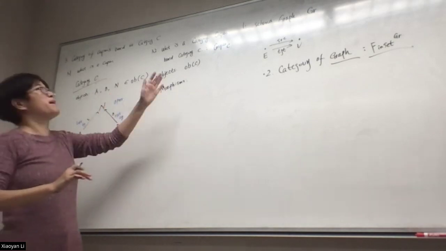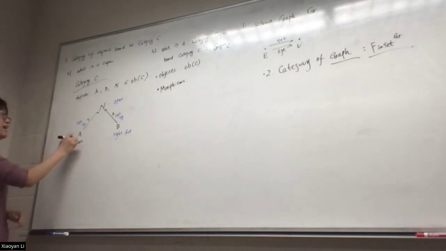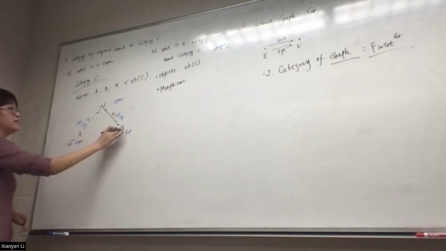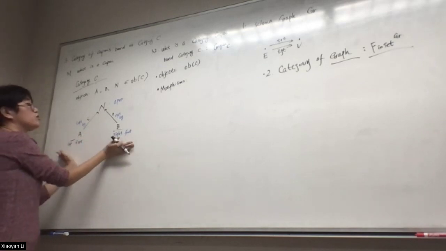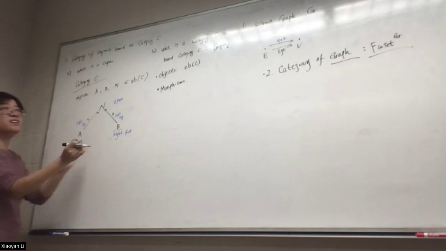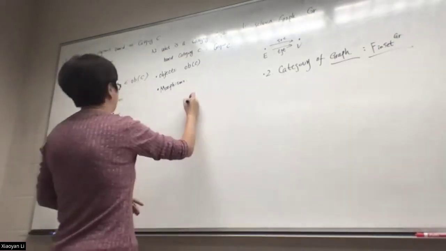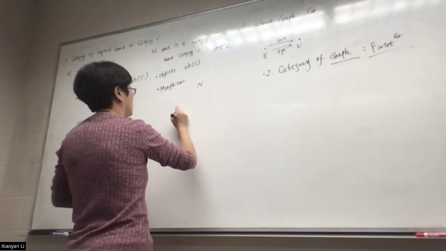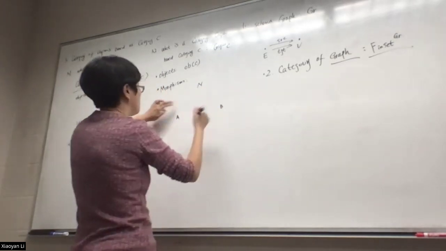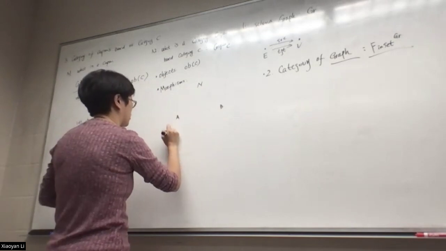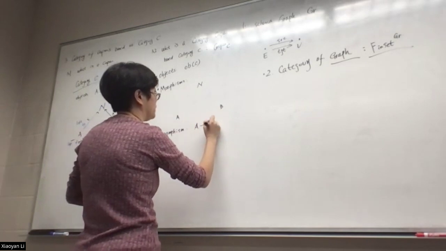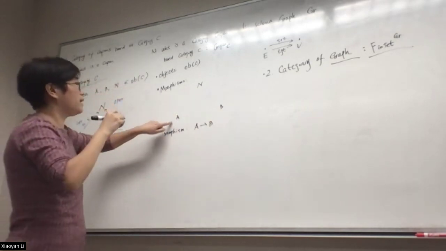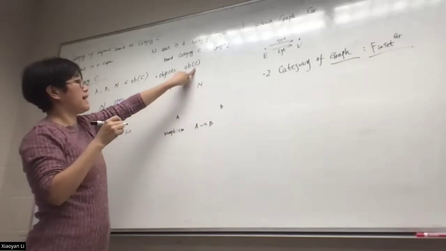So this is Cospan. We have something like this, right? A is an object, B is an object. So actually, a morphism is something like this. A morphism from object A to object B is a cospan, like this. So this is a morphism, like N, A, B. So this is an example of a morphism from A to B, because we know that A, B, and N are all objects in category C, right?